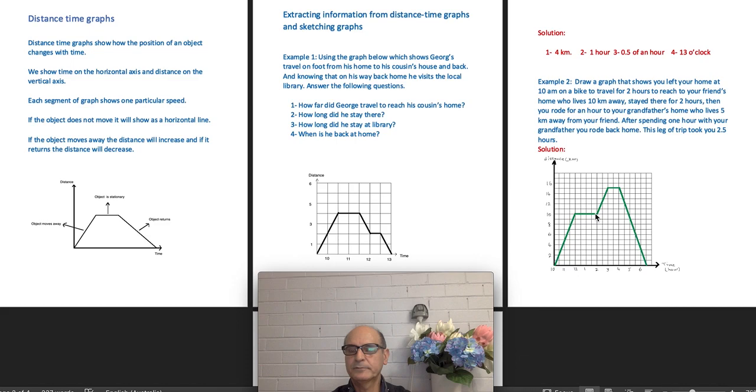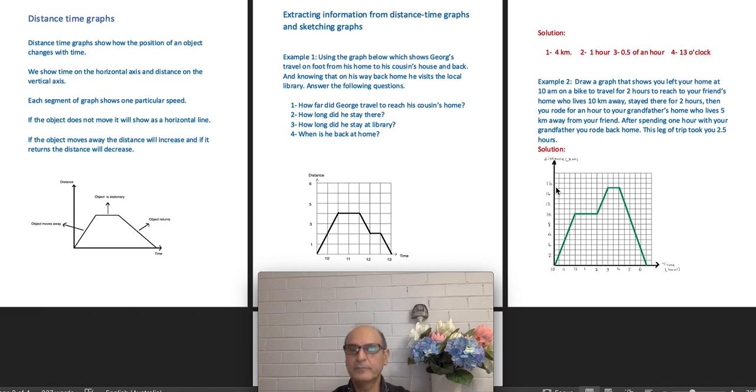So 2 hours. And now you are traveling further away towards your grandfather's place who lives 5 kilometers from your friend's place. So that means that your friend already is 10 kilometers away. So your grandfather will be 15 kilometers away from your house. Everything is measured from your house. So then we should go to 15 kilometers. That is the location of your grandfather's place.